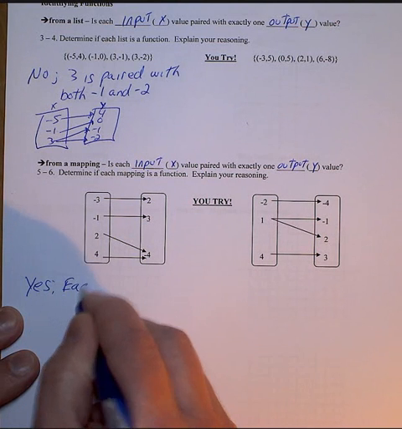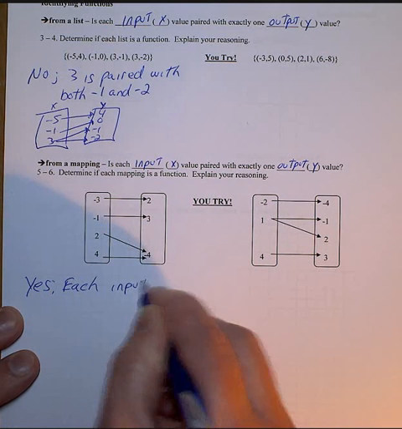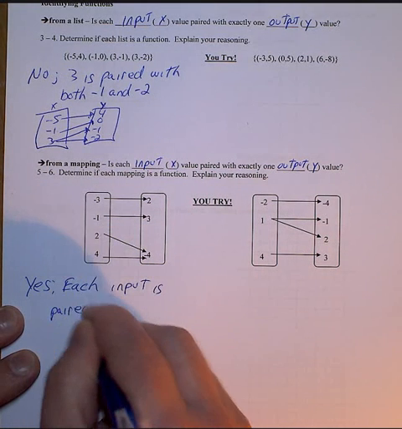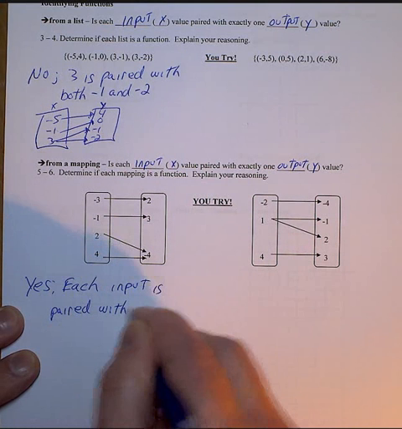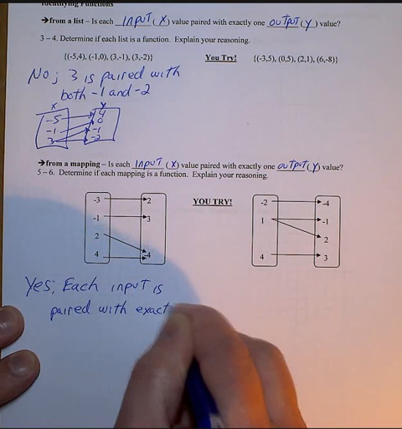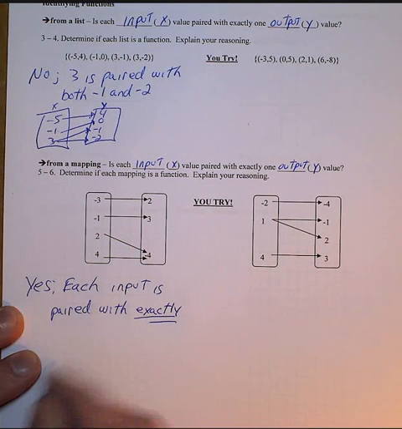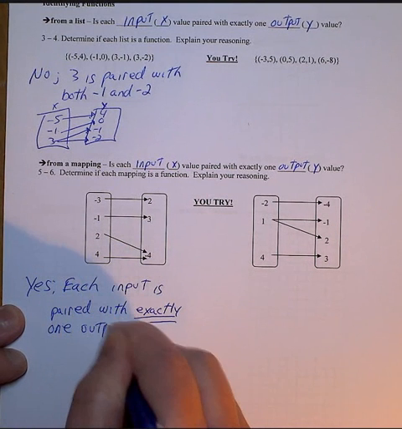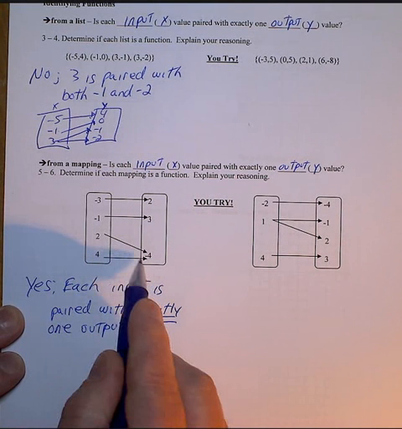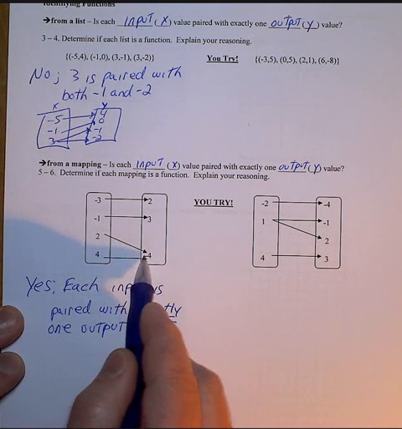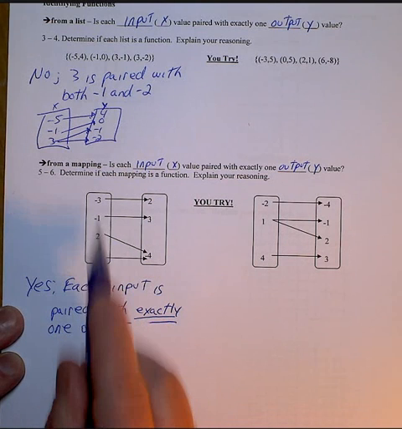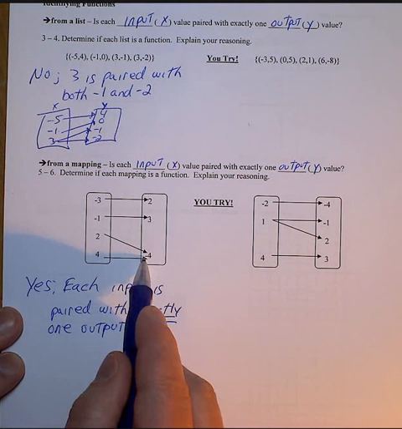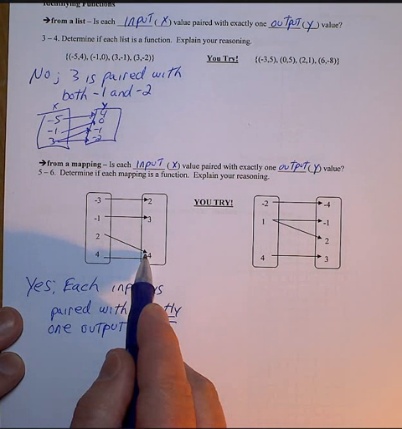Each input is paired with exactly one output. Now you might be concerned about this, that they're both mapped to negative 4, but for each input, there's no choices over here from the input. If you're at 2, you go to negative 4. If you're at 4, you go to negative 4. Each input has exactly one output.